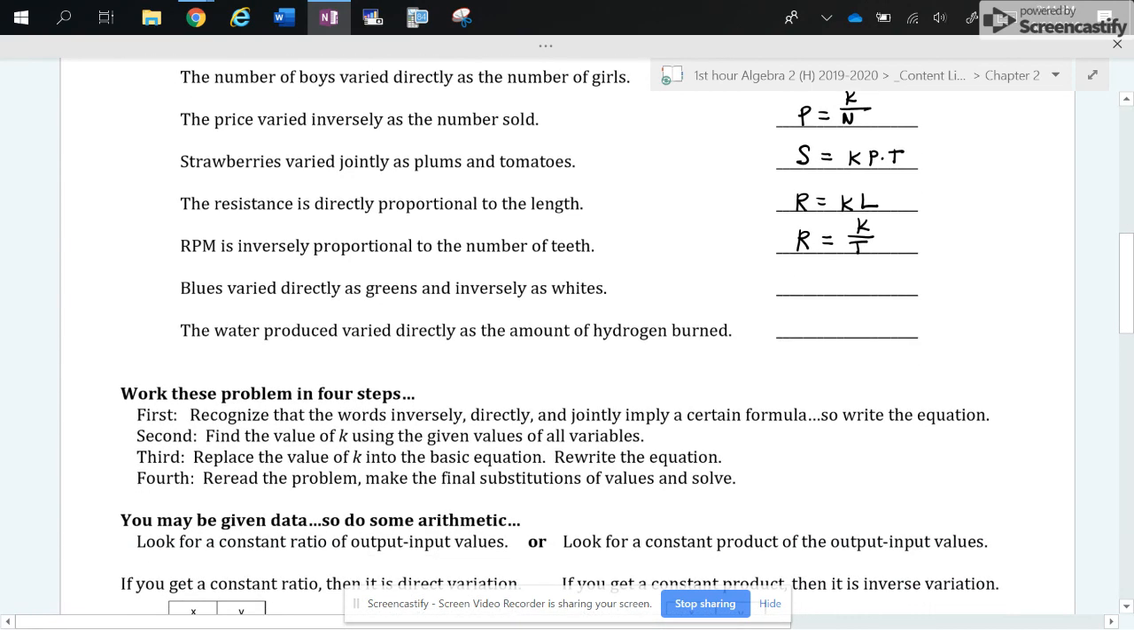Blues vary directly as greens and inversely as whites. So blues vary directly as greens, so K times G, and inversely as whites, so K divided by W. The water produced varies directly as the number of hydrogen burned. So water varies directly as the amount of hydrogen burned, so K times H for hydrogen.